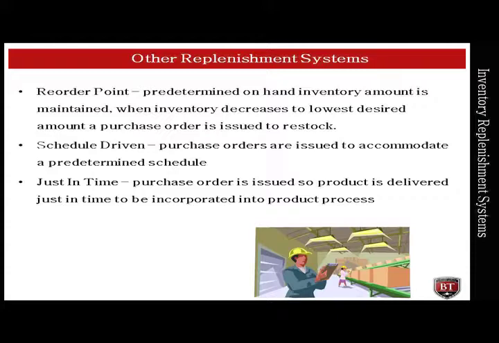Just-in-time replenishment is just as it sounds. The purchase order is issued to the supplier to get product to the manufacturing floor just in time to be incorporated into the product. The purchasing professional has to closely manage the progress of this product because if the shipment is late, the production line could come to a halt.